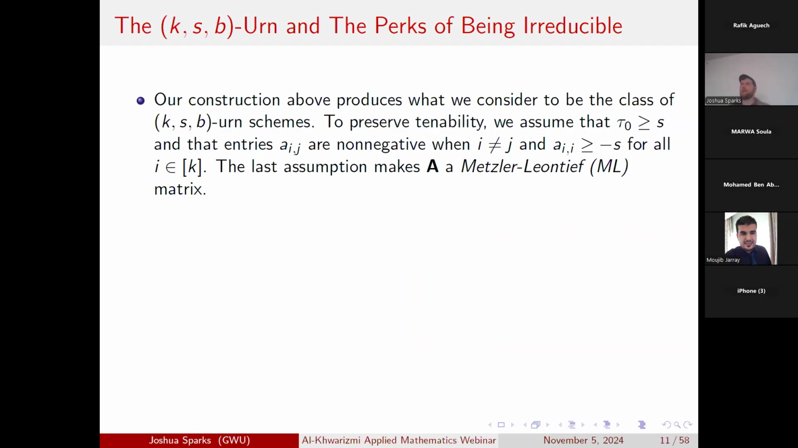Now, the construction we talk about is considered to be the class of what we call KSB urn schemes. K being the colors, S being the sample size, B being the balance number that we get. To preserve tenability, we'll assume that tau sub zero is always greater than or equal to s. And in general, tau sub n is greater than or equal to s for all n. And that all the entries a sub ij are non-negative when i is not equal to j, so basically on the off-diagonal of our capital A matrix. And that the a sub ii values are at least negative s.